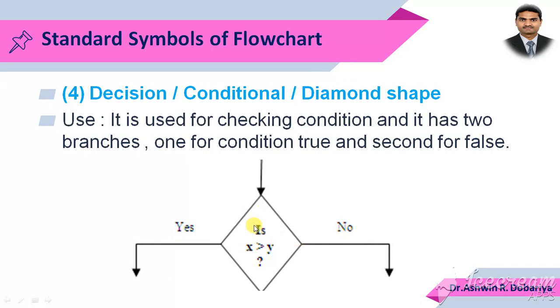And how can we write the condition? "Is" is the keyword that you have to mention, then whatever condition expression there is, you have to mention in the middle, and lastly a question mark. This is the method to write the condition in the diamond symbol. We'll see a few examples in this video.